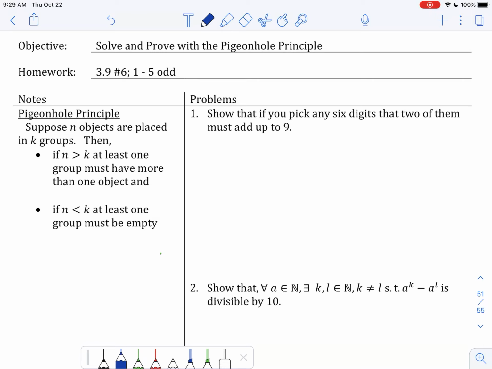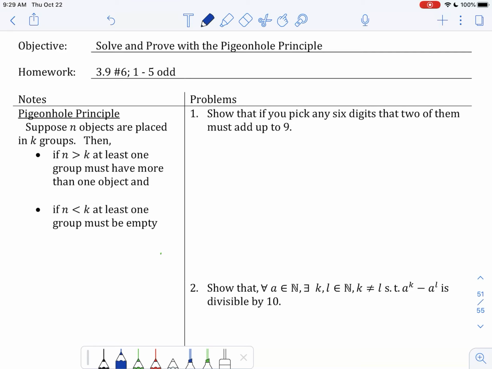So what this means in its most basic form is it says, suppose n objects are placed into k groups, then if n is greater than k, at least one group must have more than one object, and if n is less than k, at least one group must be empty.